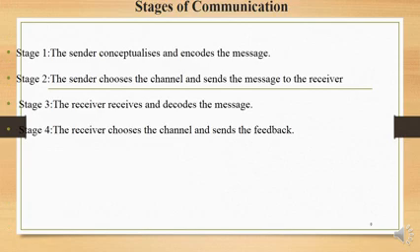Stages of communication. We have four stages of communication. Stage one, the sender conceptualizes and encodes the message. Stage two, the sender chooses the channel and sends the message to the receiver. Stage three, the receiver receives and decodes the message. Stage four, the receiver chooses the channel and sends the feedback.